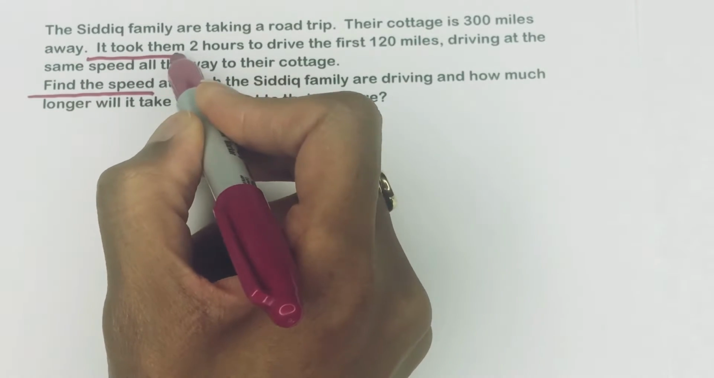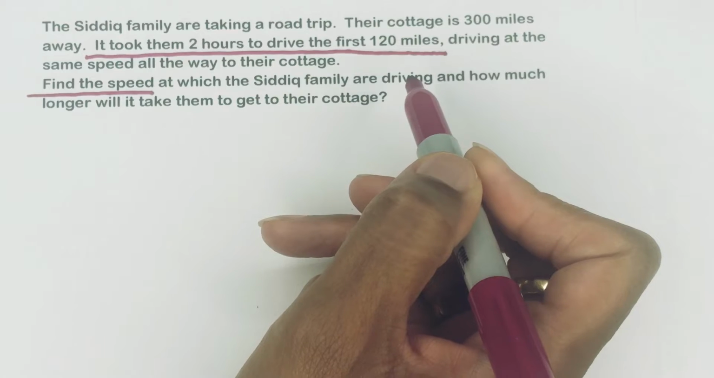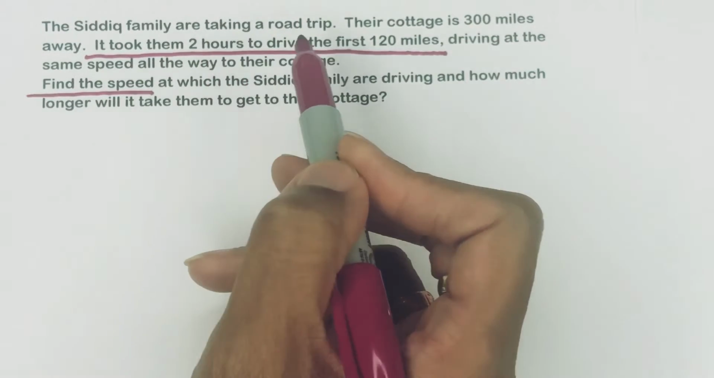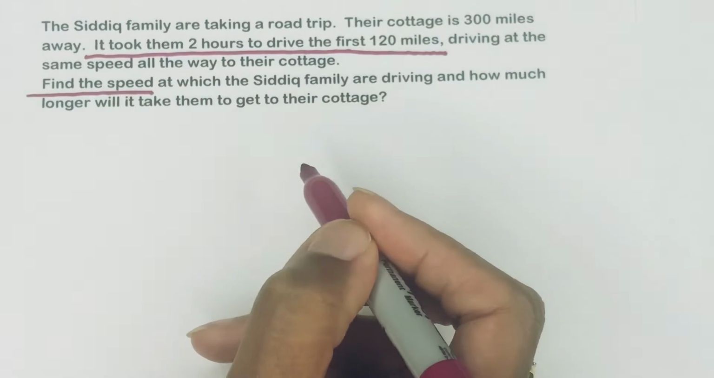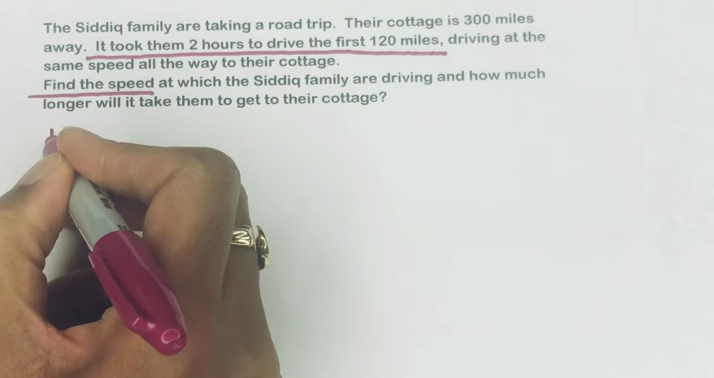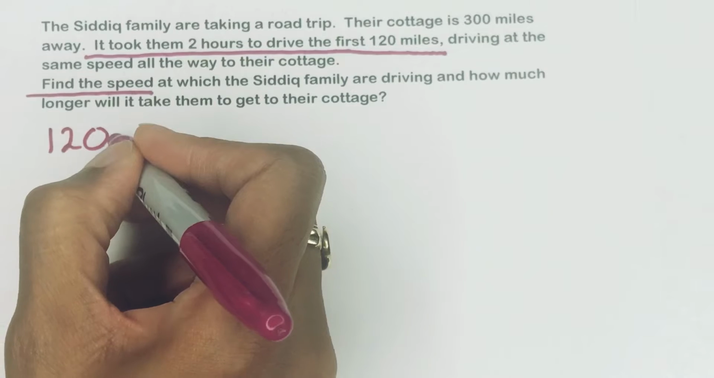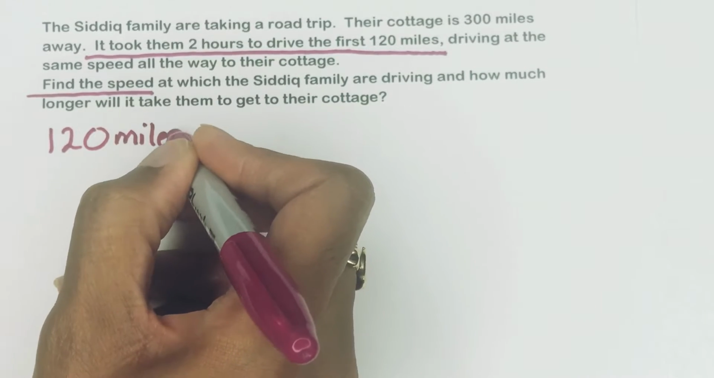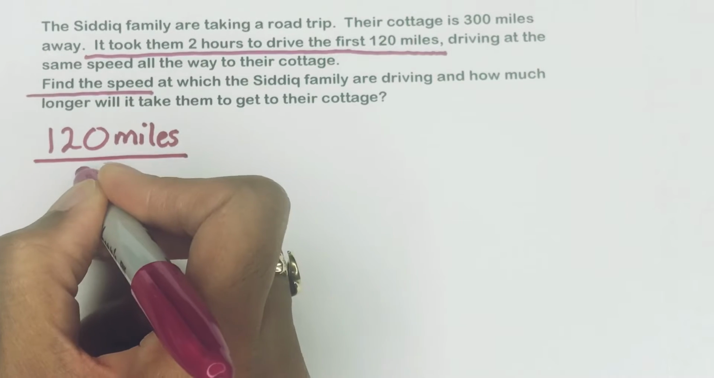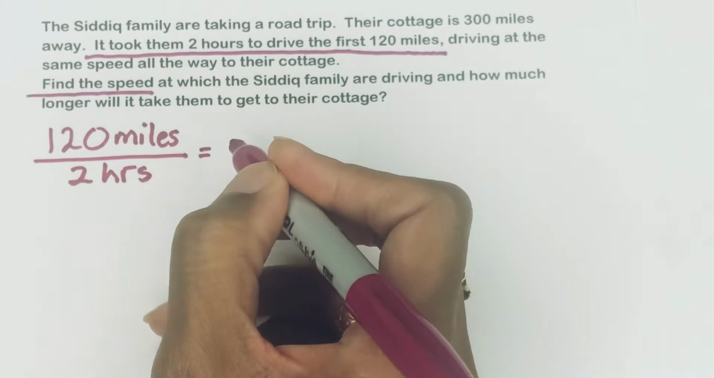If it took them 2 hours to drive the first 120 miles, we want to know what's the unit rate. So how long would it take them to drive for 1 hour? You can probably know what to do, but we're going to do it setting up a proportion. So 120 miles, they did the first 120 miles, and then you put 2 hours. We're going to set up our proportion here.